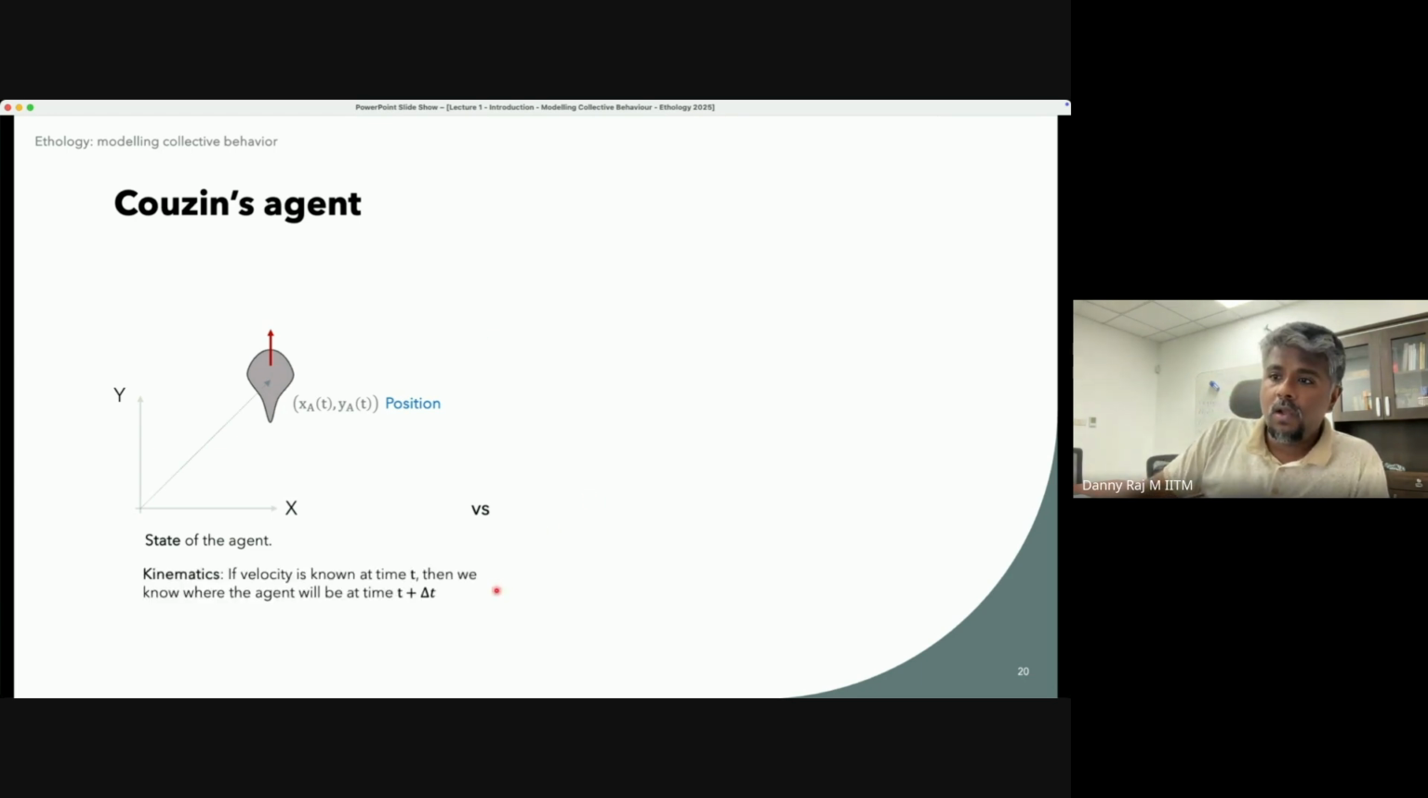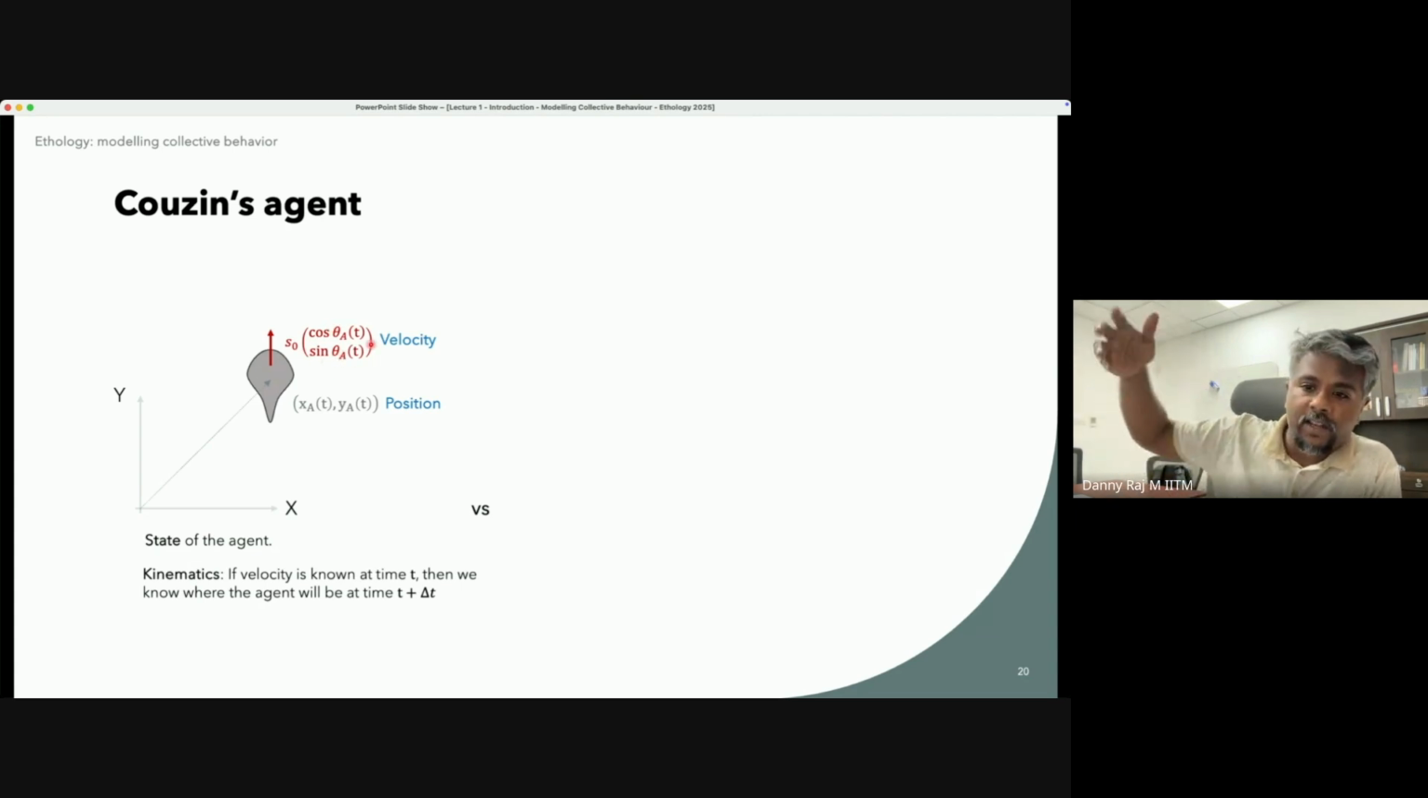Basically, the way the Couzin agent moves is that once you know the velocity, you can move it from position x, y to the new position. What will be the velocity? It will be some speed multiplied by cos theta and sin theta. So it is not some velocity that keeps evolving with time. It is conditioned on theta. Theta evolves with time, and once you know theta of t, you know the heading direction, and multiplied with the speed, you know where the agent is heading. From x, y, it will change to something else in that delta t. That's how things work.